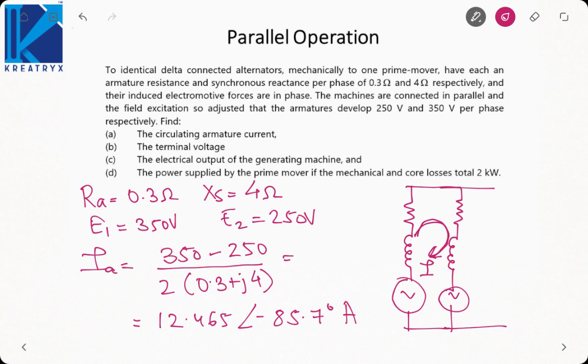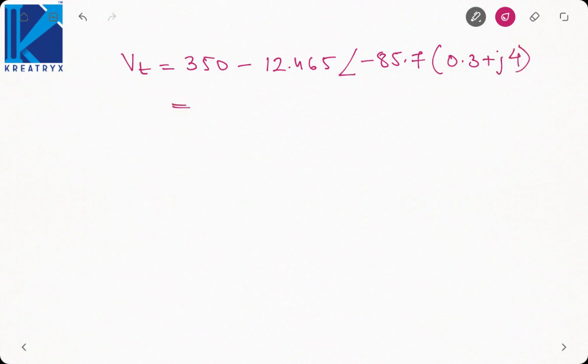Next it asks us to find the terminal voltage. Now we know the machine having higher voltage is delivering the current to the lower voltage machine. Okay. And so the terminal voltage will be 350 minus current. Current was how much? 12.465 angle minus 85.7 into impedance. Impedance was how much? 0.3 plus j4. So this voltage will come out to be 300 volt.